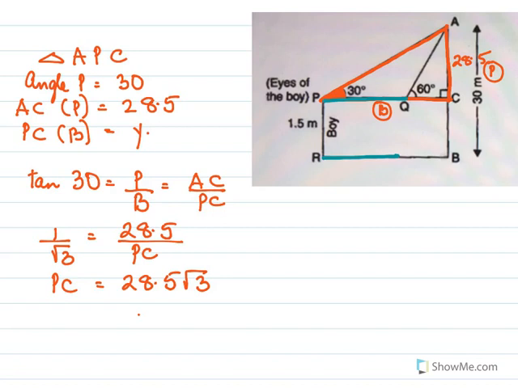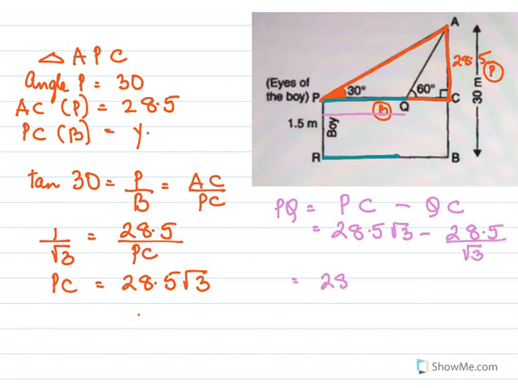Have you seen the distance he has walked? And PQ is equal to, look up in the figure, you will see PQ equals PC minus QC. So you have this entire PC, and from there when you subtract QC, you will get PQ. Now PC we just found is 28.5 root 3, and QC we found earlier as 28.5 over root 3. So we'll take 28.5 common out. This will be root 3 minus 1 over root 3.